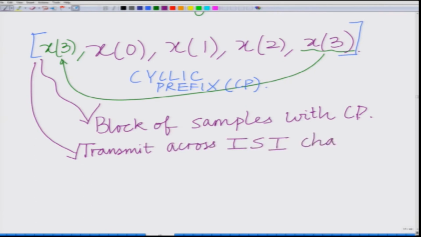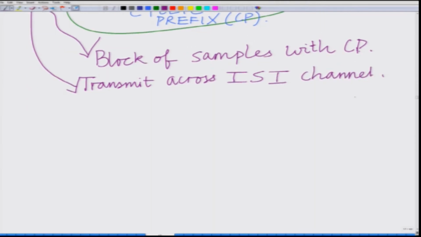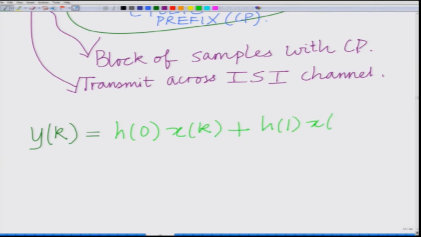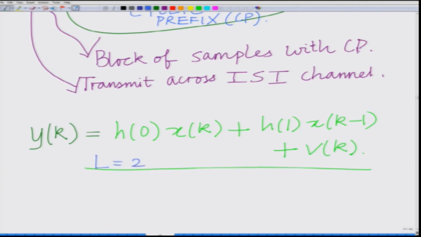Transmit this across the channel with intersymbol interference, and what is the channel? We are considering a 2 tap intersymbol interference channel, that is yk equals h0 xk plus h1 xk minus 1 plus vk. This is the 2 tap, basically L equal to 2 tap ISI channel.